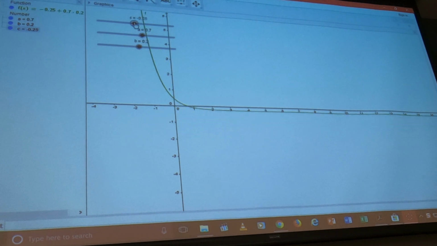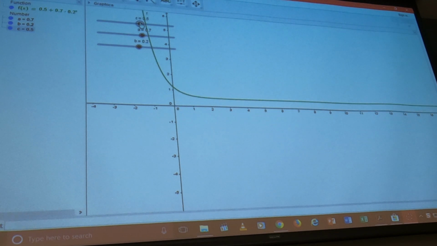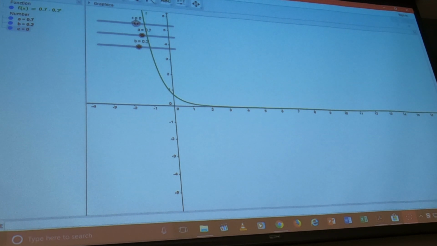So if I move my shift to 0, oh, where is 0? Okay, there's a 0 shift. Then you can see it's stretching upwards from the x-axis, factor of 5. If you make it negative, it'll stretch downwards, but it's still asymptotic to the x-axis, right?